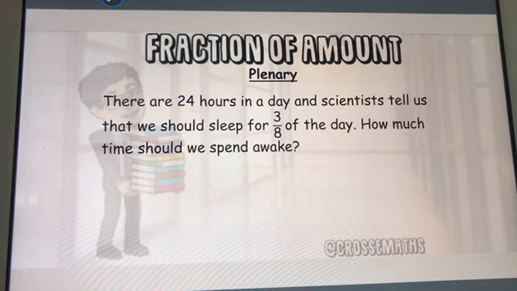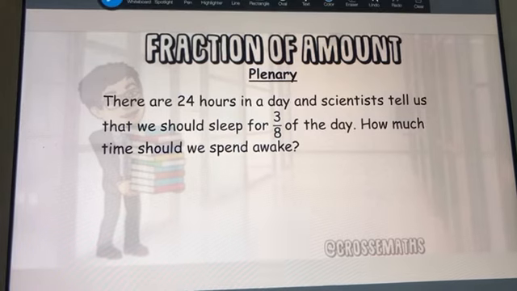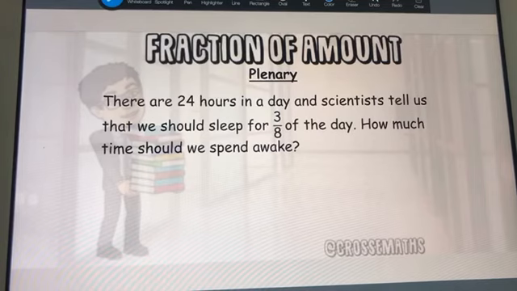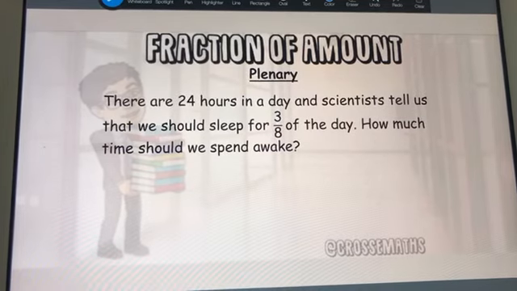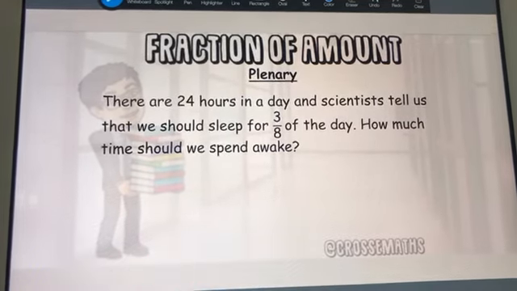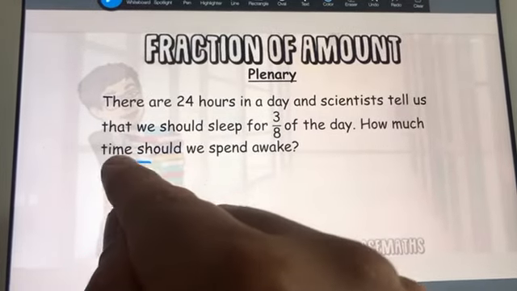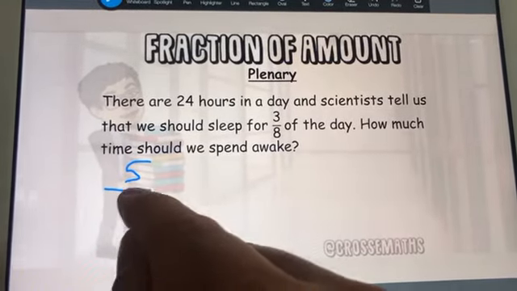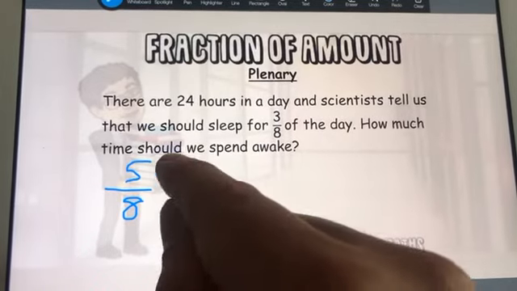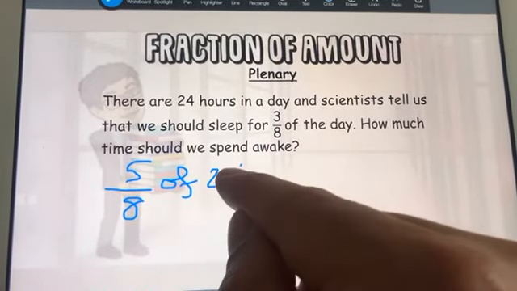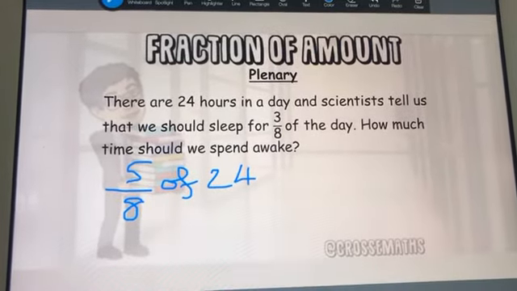Right then, so there are 24 hours in a day and scientists tell us that we should sleep for 3/8 of the day. Now, how much time should we spend awake? That's going to be the opposite of the one the scientists have told us about. So if we're asleep 3/8 of the day, we need to be awake for 5/8 of the day. Now I know a day is 24 hours, so we need to work out 5/8 of 24 hours.